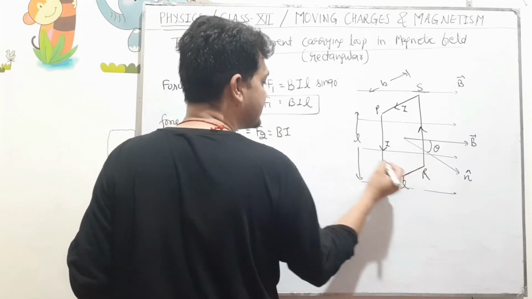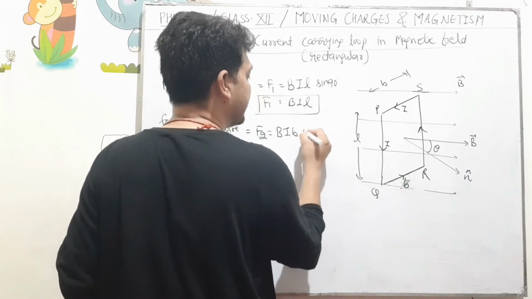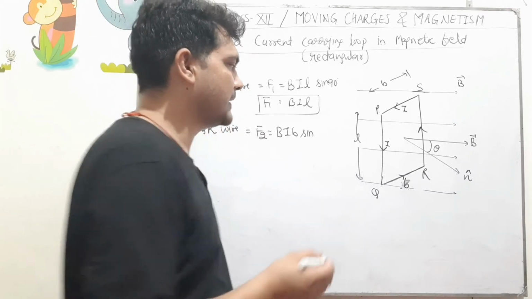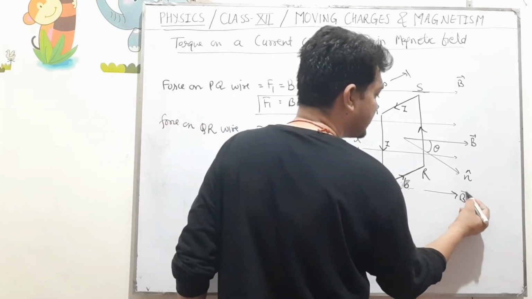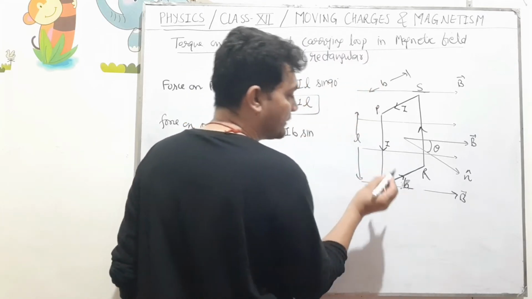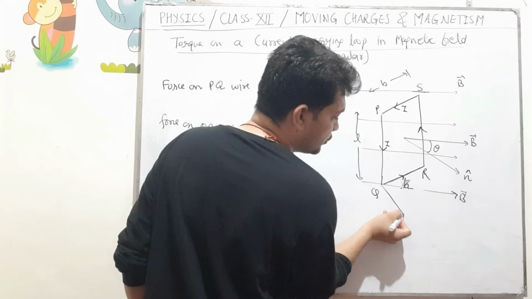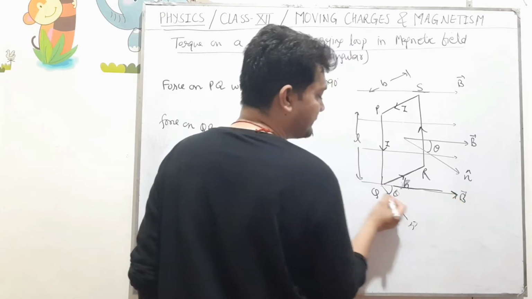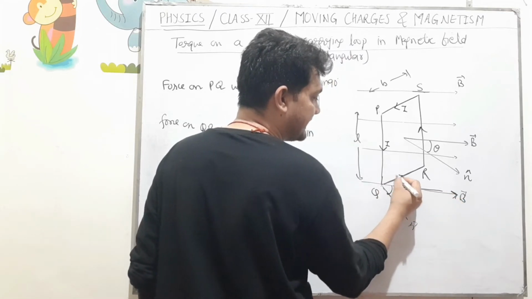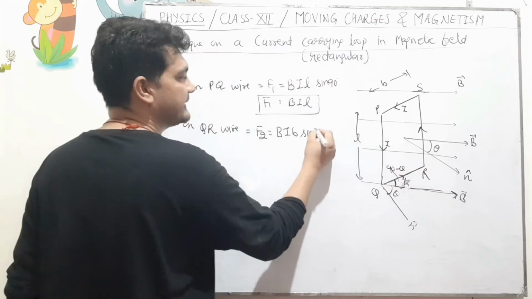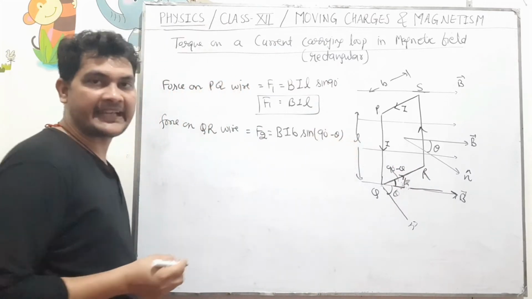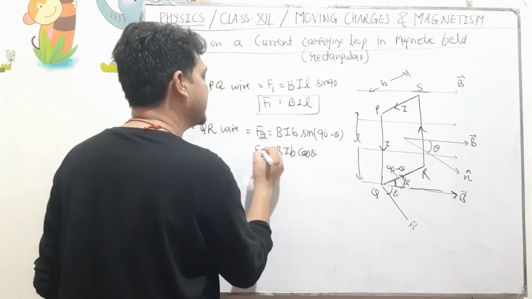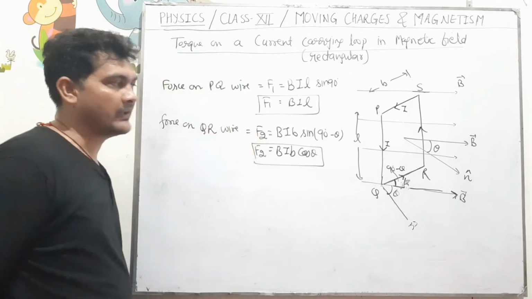Length of this QR is small b. Its length is b, and sin theta. Let us see what theta is here. Dear students, the angle between current and magnetic field is not theta here. It is 90 minus theta, because theta is the angle between the normal of the loop and the magnetic field. If this angle is theta, then this angle will be 90 minus theta. And sin(90 minus theta) is obviously cos theta. So this is BIb cos theta. This is force F2, the force on wire QR.